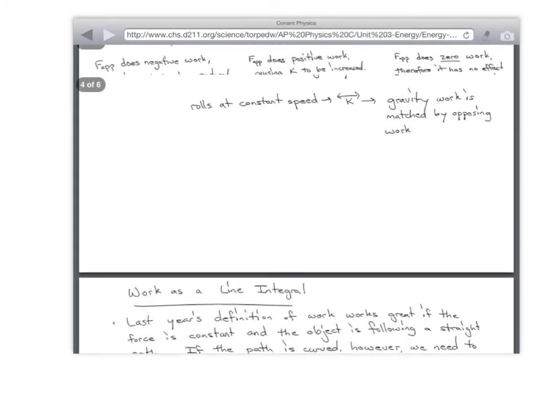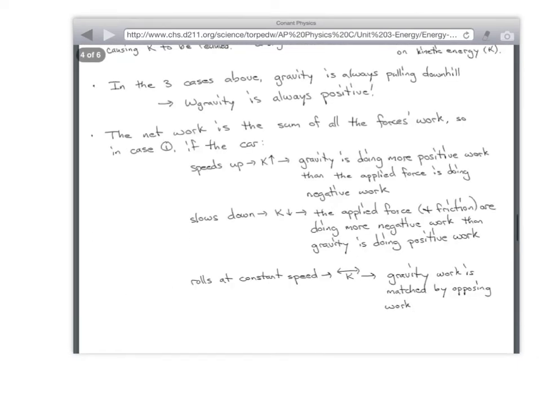Then net work is the sum of all the forces' work. So if the car is speeding up, what do we know about the net work? Positive. We know gravity is doing more positive work than the applied force is doing negative work, right?